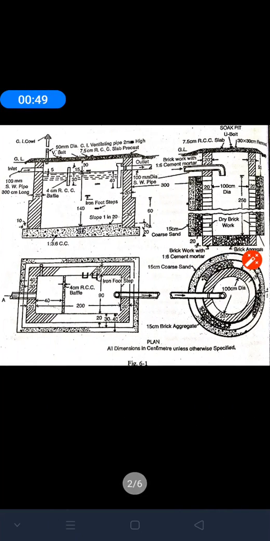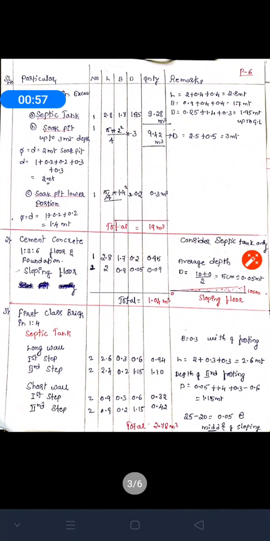In this drawing you can see the septic tank is given in rectangular shape, whereas the soak pit is given in circular shape. So first I will start with earthwork excavation. Before that we shall prepare a tabular column like this: serial number, particular items, number, length, breadth, quantity and remarks column. I'll start with earthwork excavation for the septic tank. Later I will discuss the soak pit.